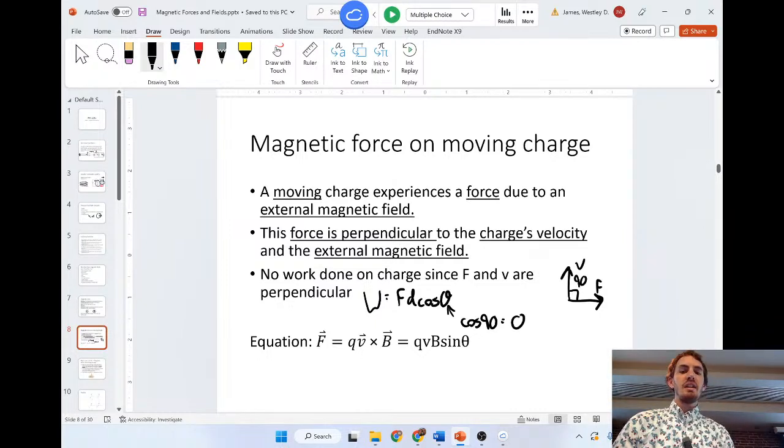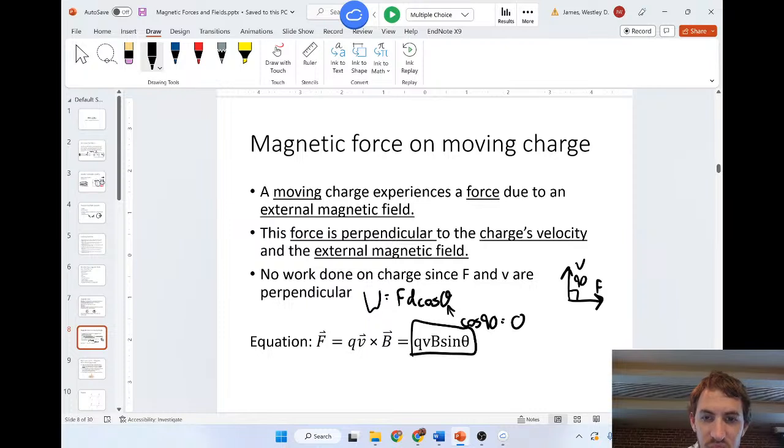And this down here is going to be very important. This is our equation. We see a cross product there. You don't need to know how to do cross products in here, but you do need to know that the cross product is equivalent to this: just multiply times sine of theta, where theta is the angle between the way it's moving and the magnetic field.